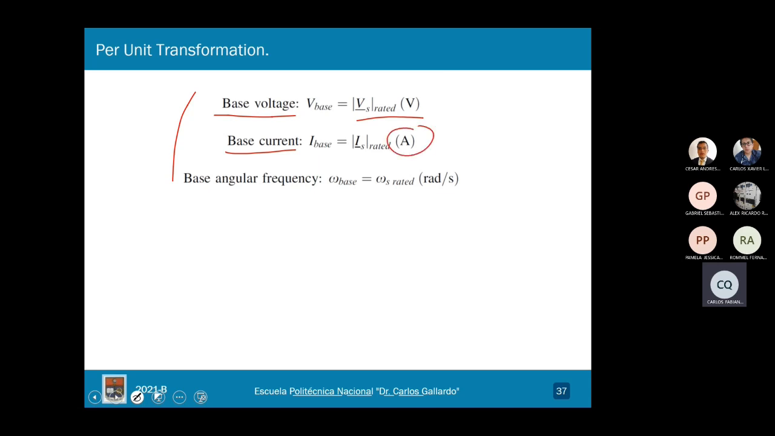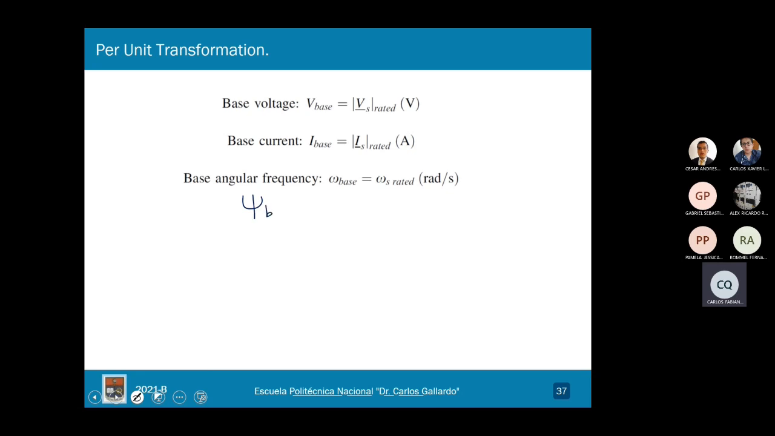Finally, I need one more quantity. This is the base angular frequency. In this case, I will take the rated stator angular frequency in radians per second. Once I have defined the three quantities, this is the first one, this is the second, and this is the last one. With these three quantities, it's possible to derive the rest of the values. Let's define the complete per unit system. Let's start with the base flux.